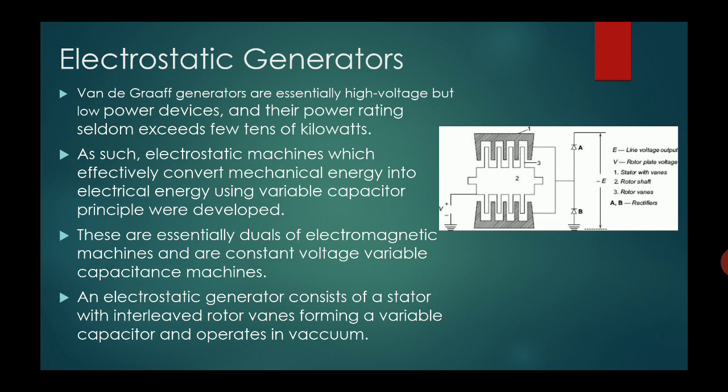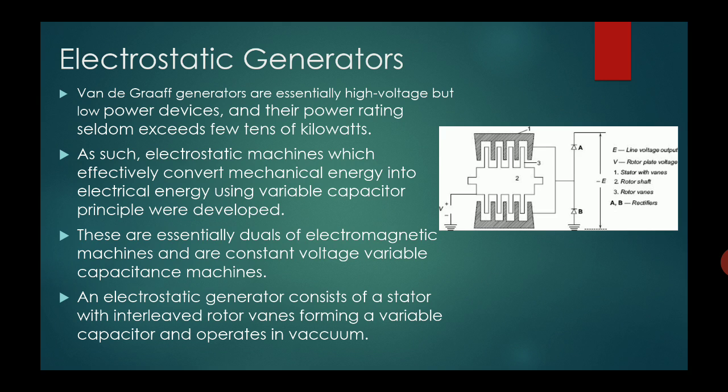Now we'll consider one more type of generator, which is called the electrostatic generator, shown in the figure on the right hand side. Van de Graaff generators are essentially high voltage but low power devices, and their power ratings seldom exceed a few 10 kilowatts. As such, electrostatic machines which effectively convert mechanical energy into electrical energy using variable capacitor principles were developed.